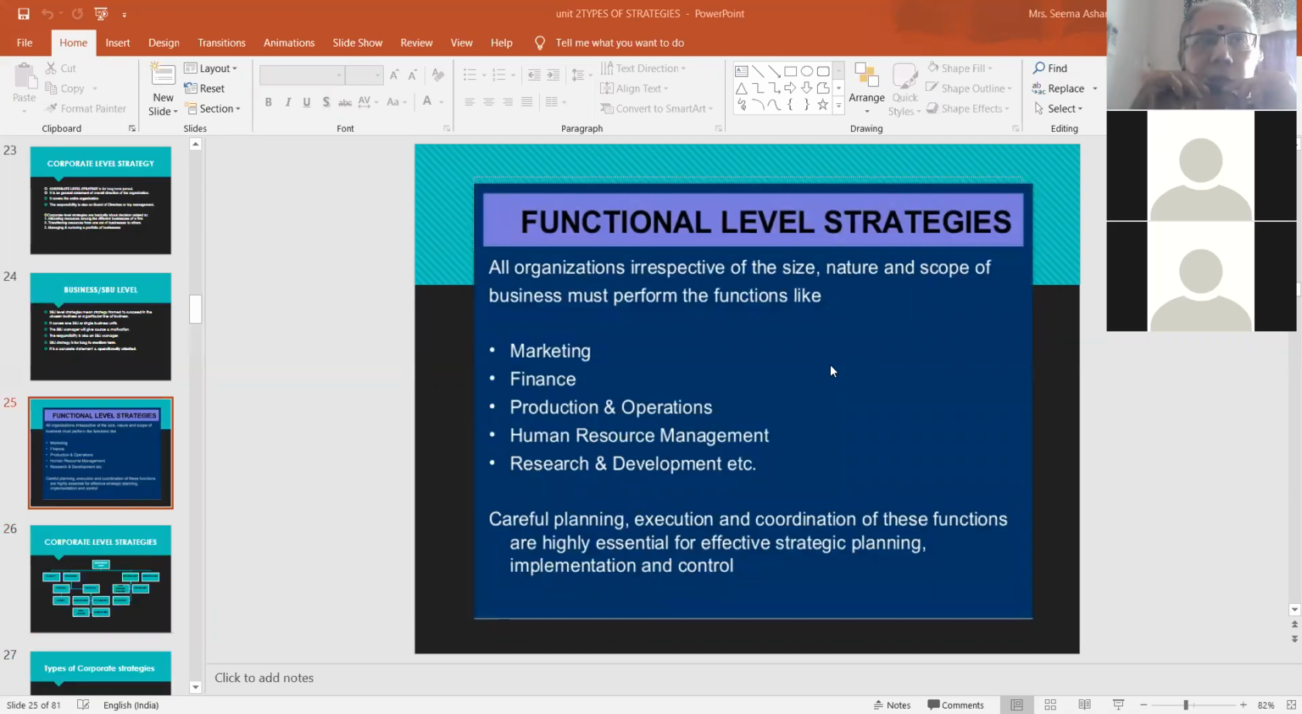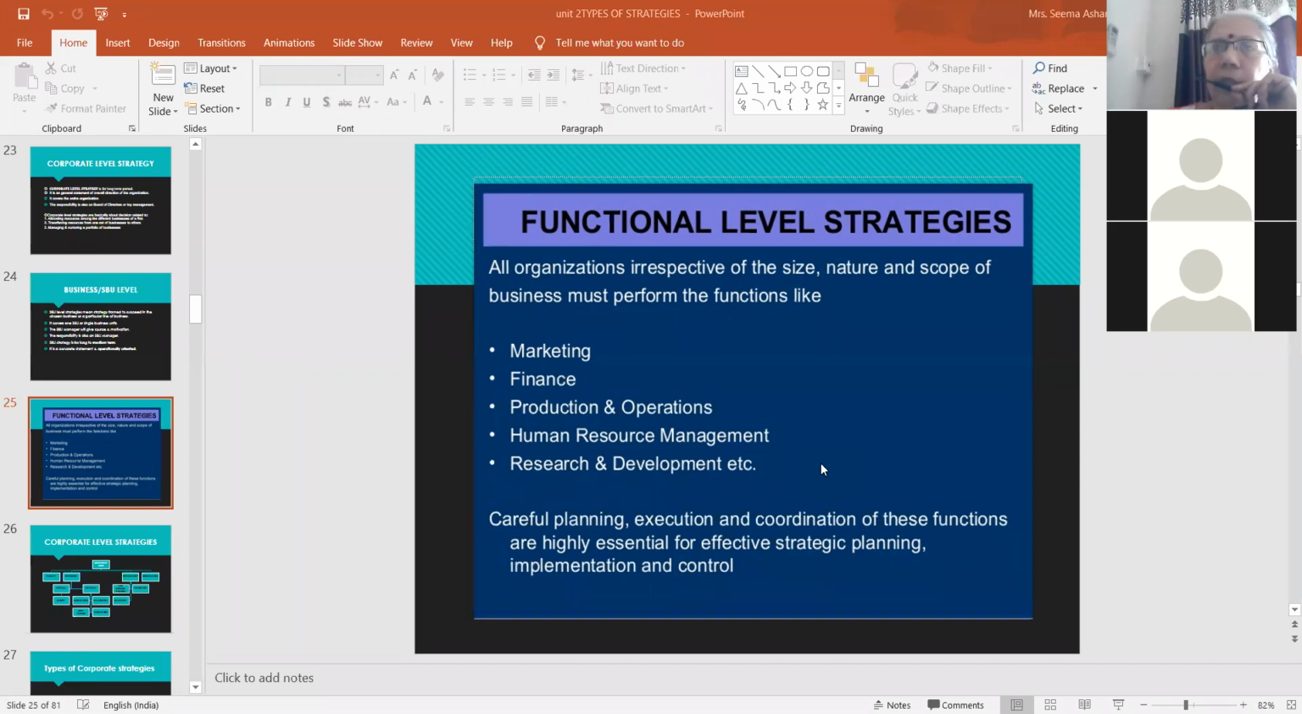Now, in each SBU, all the functions are divided into departments. Each department will specialize in that particular function. For example, you may have a marketing department, finance department, production department, HR department, research and development department, and so on. So each department will have its own set of strategies. These strategies are called the functional level strategies. So all in all, three levels of strategies.